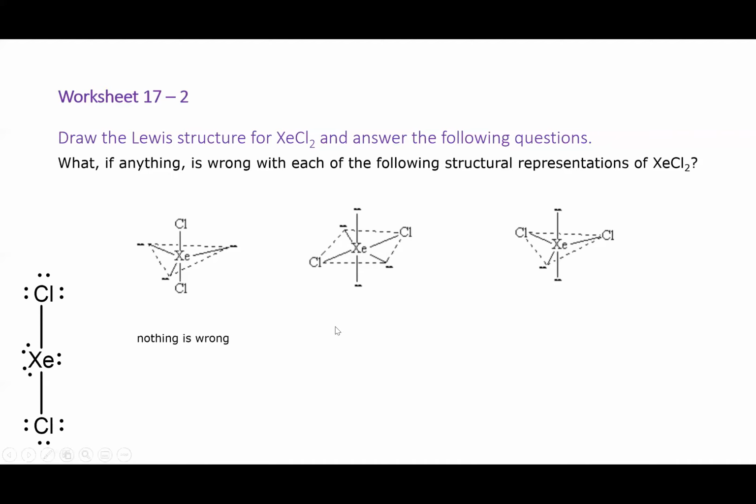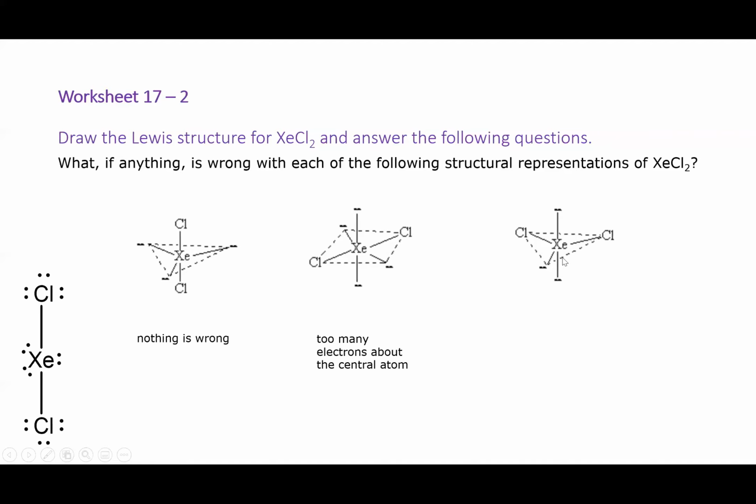So let's take a look at the middle one. So we have 2 chlorines in the equatorial positions, along with two lone pairs in the equatorial positions as well. But we also have 2 lone pairs in the axial positions. So because we said previously there are only 3 lone pairs that surround xenon, there are way too many lone pairs surrounding xenon in this representation. So this is wrong. This is not the correct representation because there are too many electrons that surround the central atom.